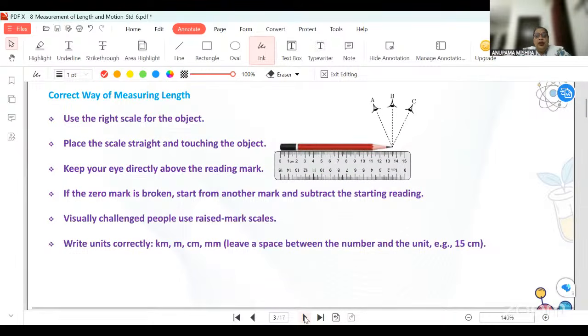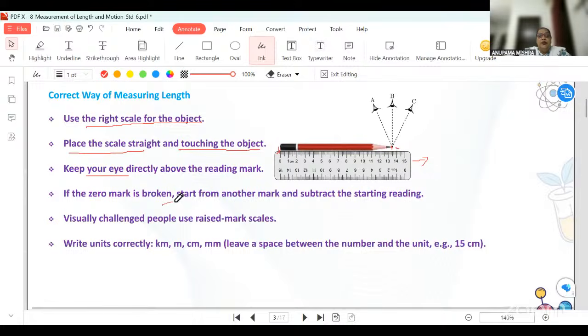So what is the correct way of measuring length? If you are measuring the length of this thing, this is a scale you can see of 15 centimeters. Use the right scale for the right object. Place the scale straight and touching the object. The 0 point, from here it is touching, you can see. Okay. Keep your eye directly above the reading mark like this and find out the accurate reading.